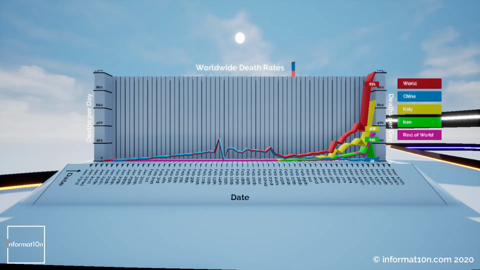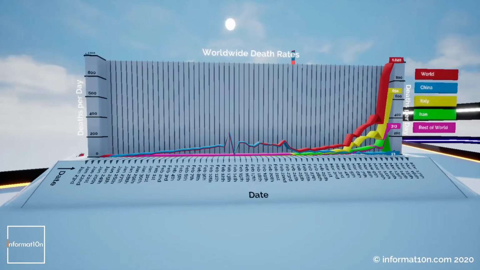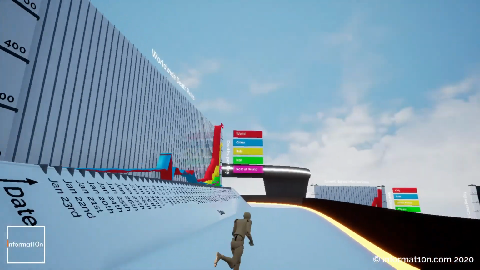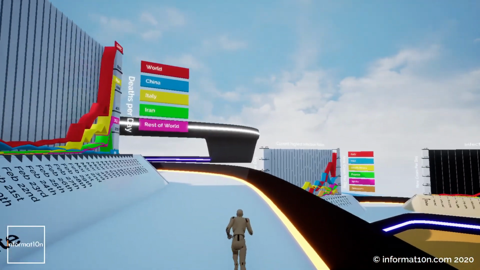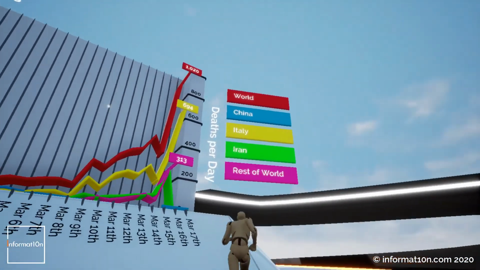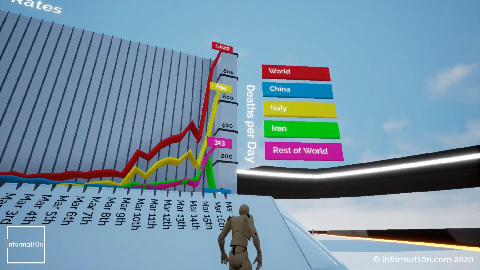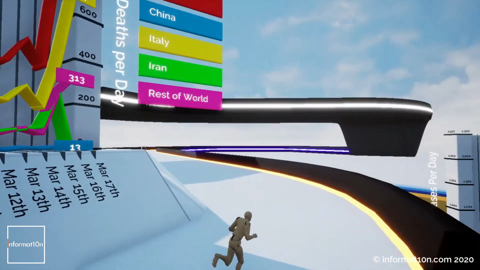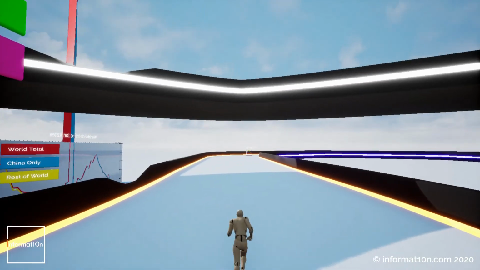Towards the end there, we can see that really steep rise in the number of deaths worldwide, which is mostly due to what's happening in Italy. And we're going to explore those other countries outside of China a little bit more in the next chart. But you can see there on March the 17th, where we are now, 1,000 deaths occurring in a single day. So that's the most deaths in a day since this crisis began.